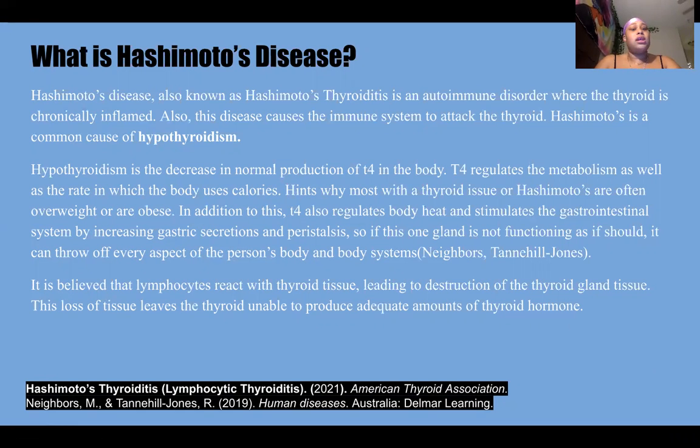Hashimoto's disease, also known as Hashimoto's thyroiditis, is an autoimmune disorder where the thyroid is chronically inflamed. It's a small gland around the thyroid that gets inflamed. Like any other autoimmune disease, it attacks whatever organ is in the name, so the thyroid is what's inflamed in this case. Hashimoto's is a common cause of hypothyroidism, which means if you have a severe case of Hashimoto's, it could become hypothyroidism.